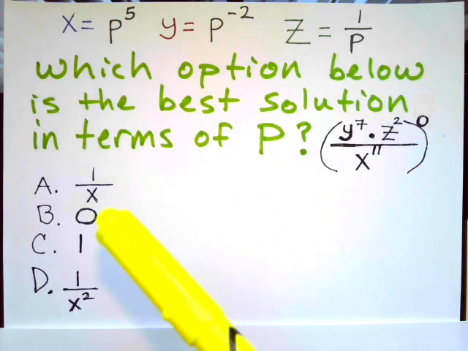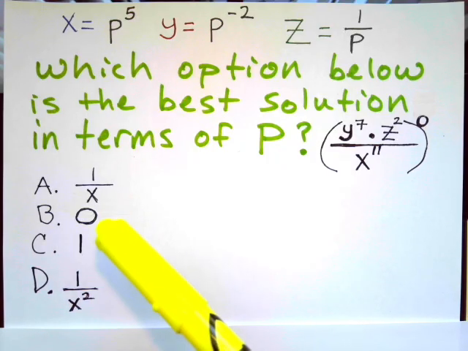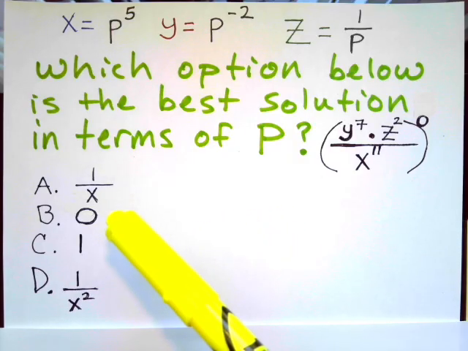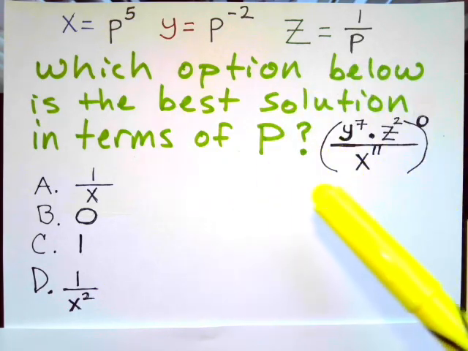Now, we're left with a 50% chance if you had to guess: B equals 0 or C equals 1. All right, I'm going to point something out here real quick. So again, if you were to guess, which one would you guess? 0 or 1? So let's take a look at this particular problem again.